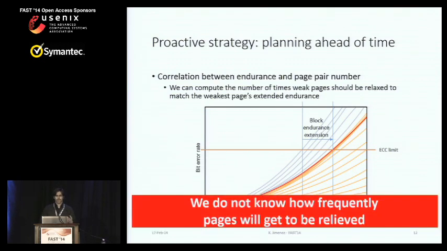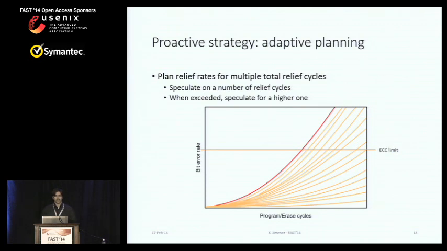The problem is that we do not know in advance how frequently we will get to relieve this weakest page. So what we propose as an alternative is to speculate on the number of relief cycles. So we first have a guess, for example 4,000, and we align the other pages accordingly. So this is what we would expect to see if we get 4,000 relief cycles during the lifetime of the block. But if at some point we exceed this total relief cycle, we'll need to evaluate to a higher one.